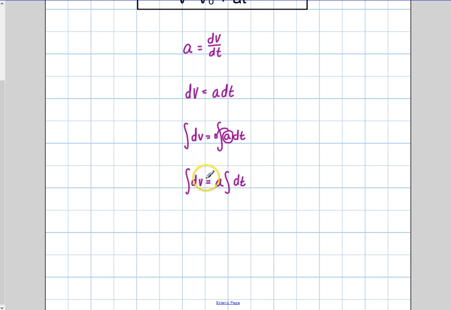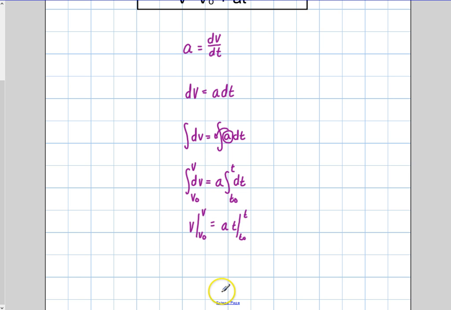Now, again, I need to decide, do I want to do an indefinite integral or a definite integral? Again, we always want to go with a definite integral when we can. So I'm going to go from v initial here to v final here. This is going to be t initial here to t final here. When I evaluate v, I'm going to take v across from v initial to v final. And when I take this one with t, I'm going to take acceleration times t evaluated across t initial to t final.